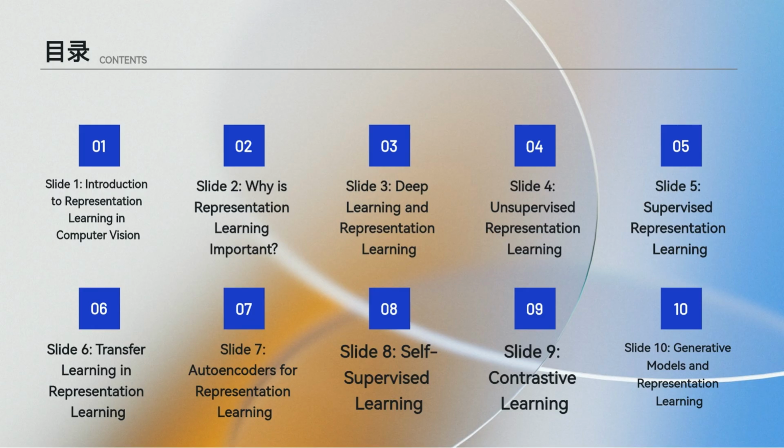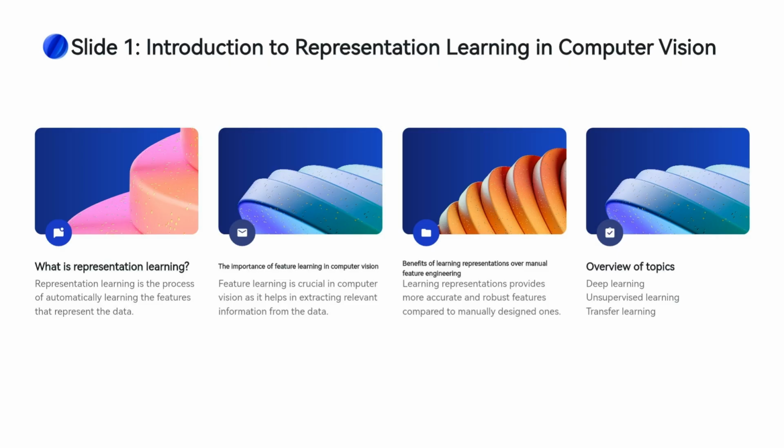Here are the contents. Representation learning is the concept of training a machine learning model to automatically extract useful features or representations from raw data, often without human intervention or extensive pre-processing. In computer vision, the goal is to allow models to learn patterns, structures, and relationships directly from images, rather than relying on handcrafted features. Historically, computer vision relied heavily on manually designed features like edges, corners, or textures for tasks like image classification or object detection.